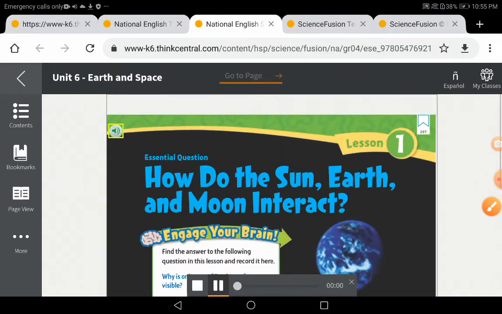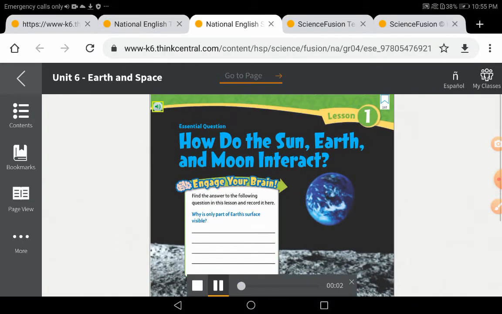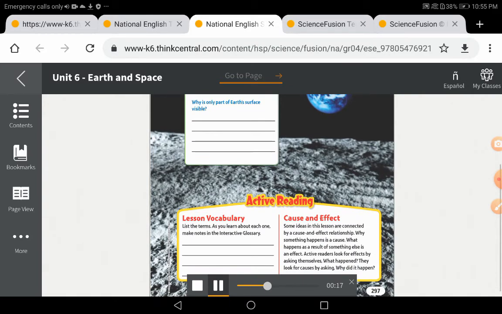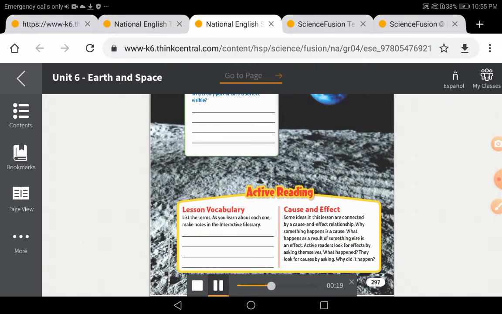Listen up, please. Lesson 1. Essential question. How do the sun, earth, and moon interact? Engage your brain. Find the answer to the following question in this lesson and record it here. Why is only part of Earth's surface visible? Active reading. Lesson vocabulary. List the terms. As you learn about each one, make notes in the interactive glossary. Cause and effect.